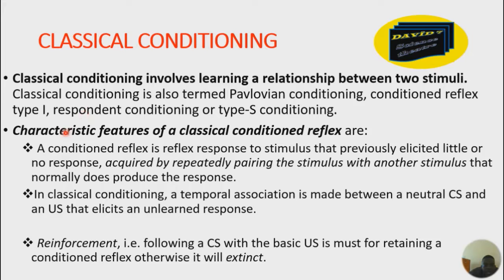So the characteristic features of a classical conditioned reflex are: 1. A reflex response to a stimulus that previously elicited little or no response, acquired by repeatedly pairing the stimulus with another stimulus that normally does produce the response. So you get a stimulus which is capable of producing response and one which won't produce response. So the one which won't produce response, if you associate it with one which usually produces a response, you get a response. 2. In classical conditioning, a temporal association is made between a neutral conditioned stimulus and an unconditioned stimulus that elicits an unlearned response. So this is a good point to note.